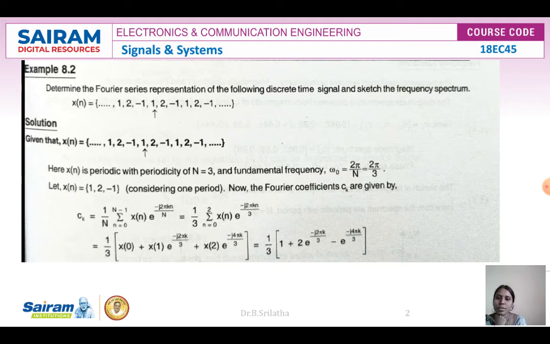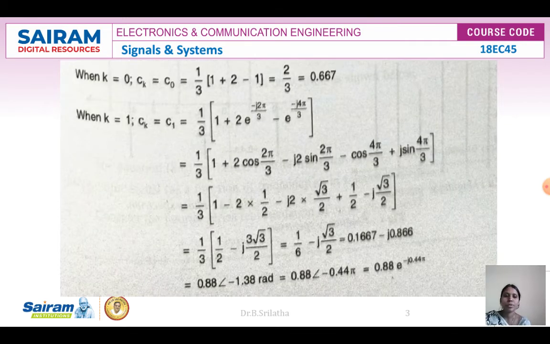For n is equal to 0, x of 0 into e power 0, which is 1, plus x of 1 into e power minus j 2 pi k by 3, plus x of 2 into e power minus j 4 pi k by 3. The values of x of 0, x of 1 and x of 2 we can see in the input signal: x of 0 is 1, x of 1 is 2, and x of 2 is minus 1. If we substitute, we get ck. Now to find the coefficients we need to substitute k is equal to 0, 1, 2.